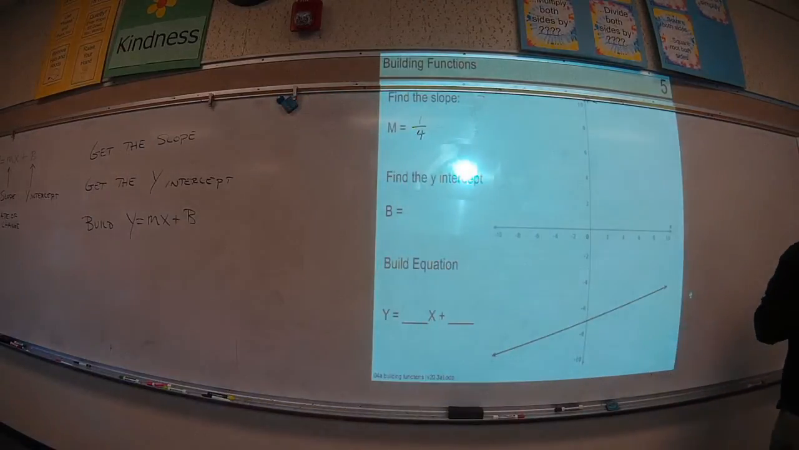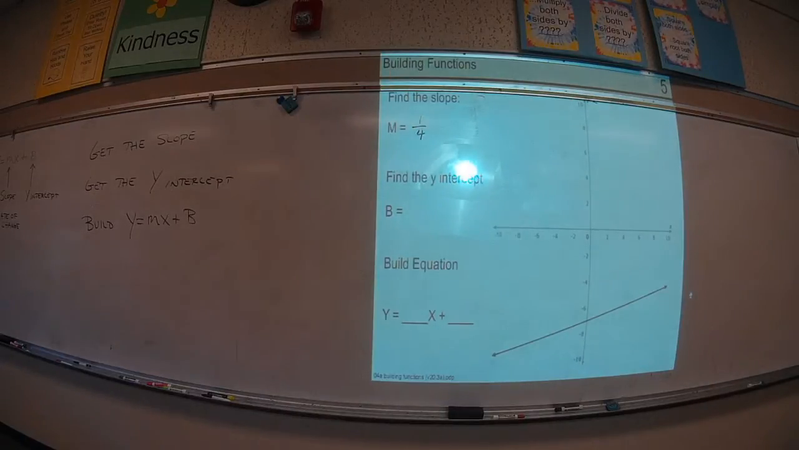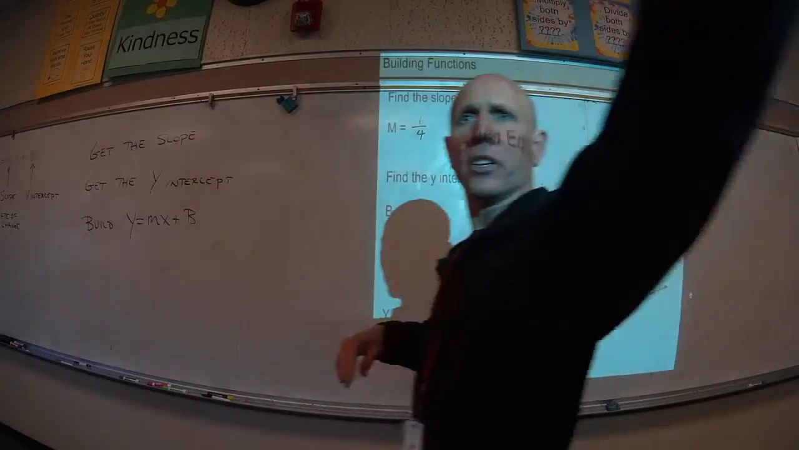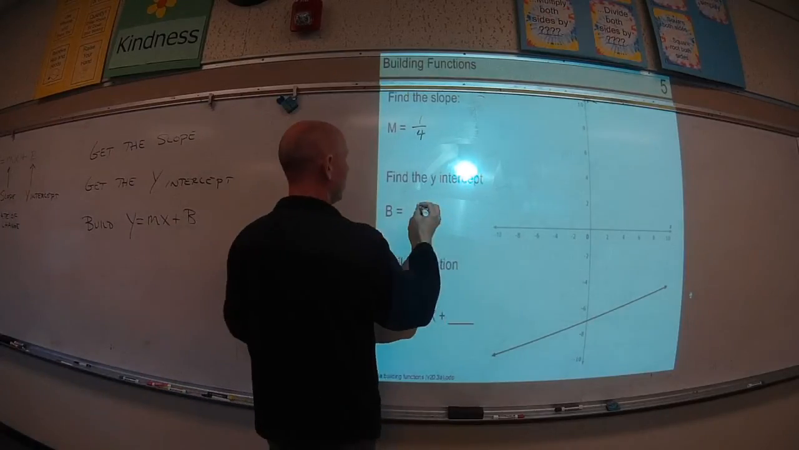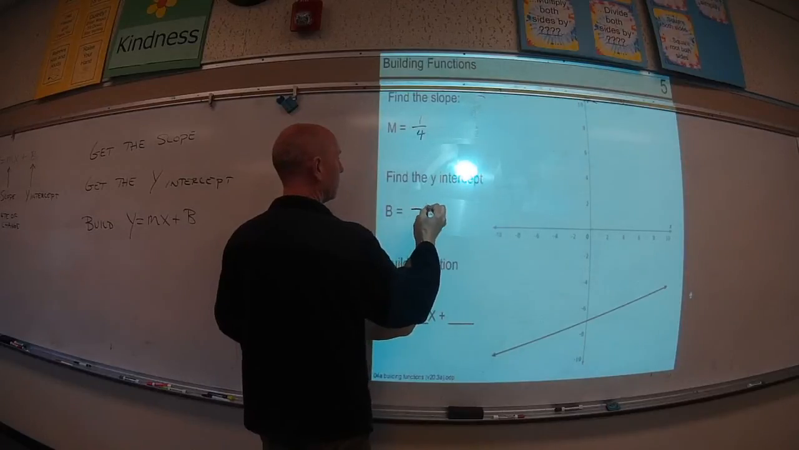Now go and find me the y-intercept. Oh, excellent. Good. Go check yours again. Show it to me. Look at hers. Oh, yeah, that's right. Good. Nice. And 7? Negative 7.